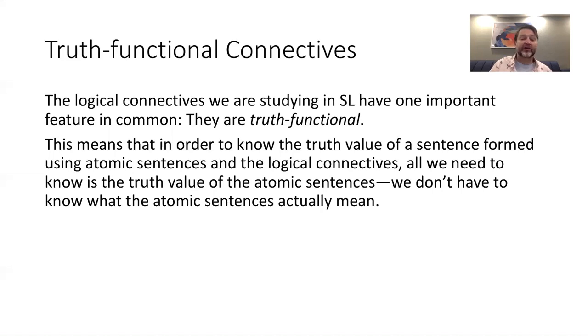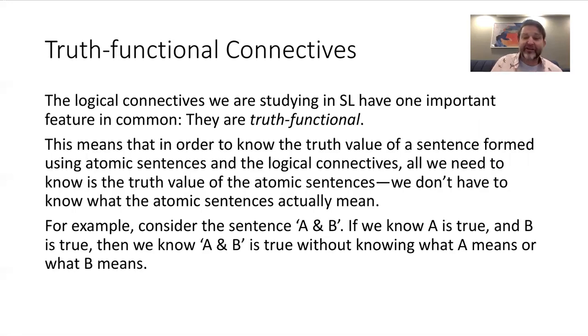So this means that in order to know the truth value of a sentence formed using atomic sentences and the logical connectives, all we need to know is the truth value of the atomic sentences. We don't have to know what the atomic sentences actually mean in order to know if a complex sentence used with them is true or false. We just have to know what their truth value is, not what they actually mean, and then know how our connectives function. So for example, consider the sentence A and B. If we know A is true and B is true, then we know A and B is true without knowing what A means or what B means.